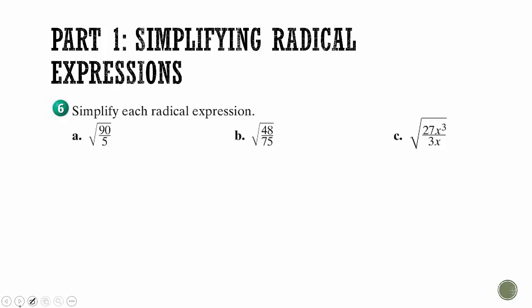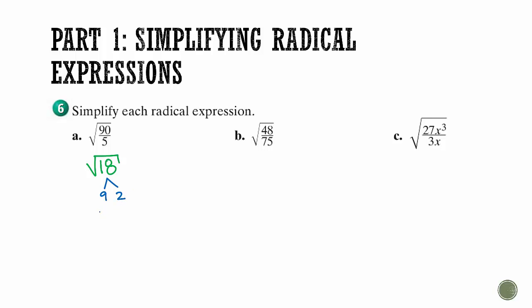So let's work on these. 90 divided by 5. If you simplify that, you end up with the square root of 18. Now this isn't a perfect square, but we still have to check and see if we can simplify it. So what we're going to do is break down 18, just like all of our other numbers.